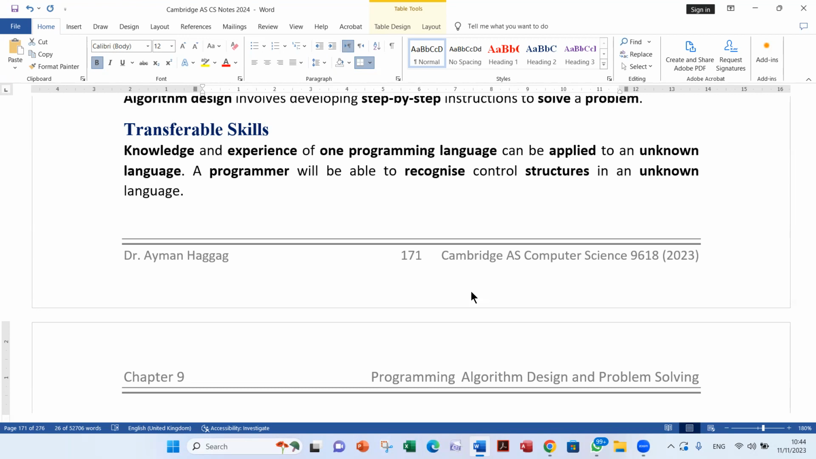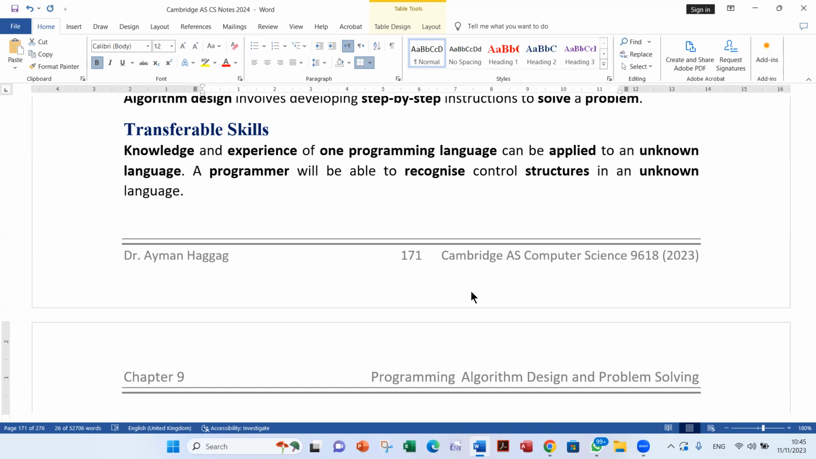What if after you study my subject and you graduate, or you go to the university, they are teaching you another programming language, for example C++, or Java? Can you transfer the skills you have learned with me in Python to another programming language? The answer is yes. And this is what I'm here to teach.